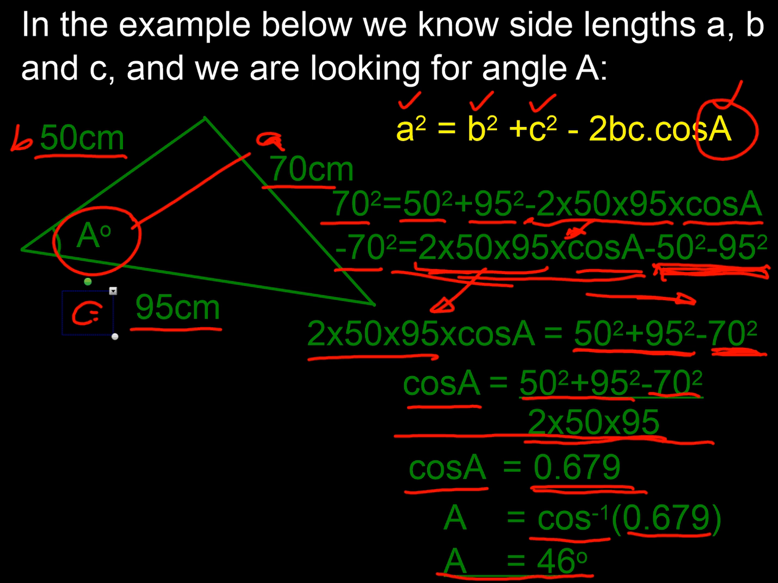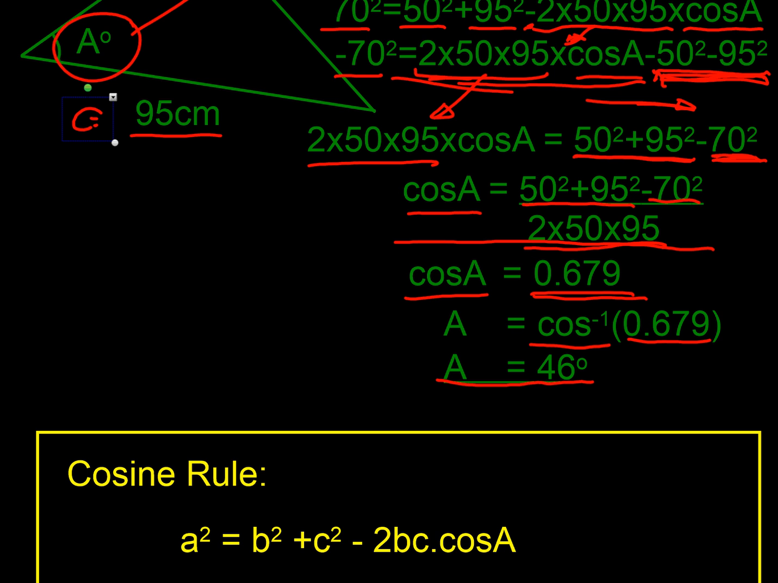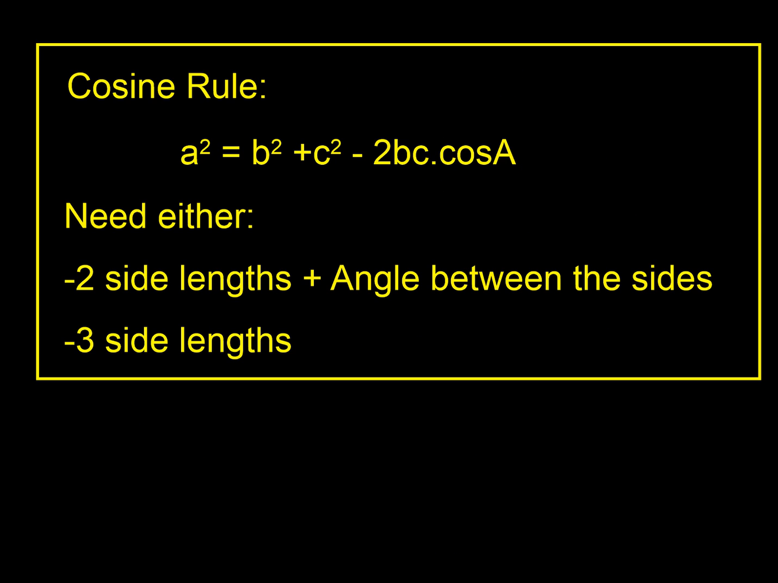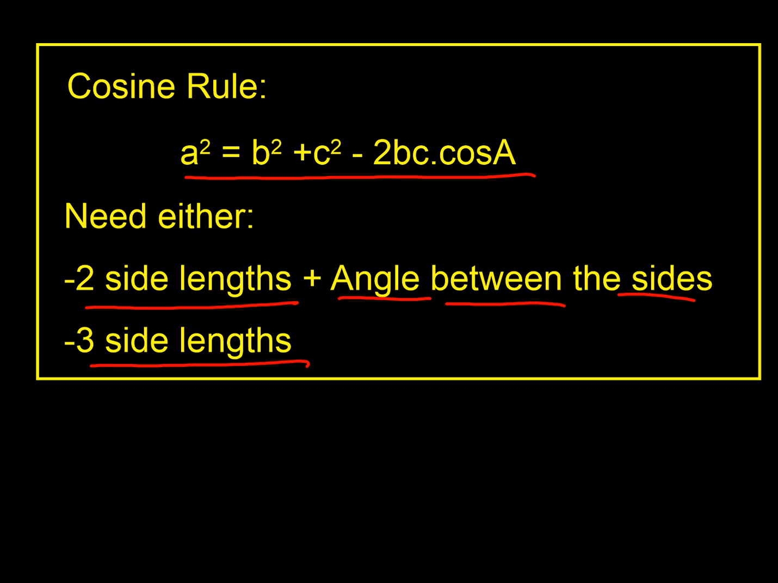So that's how we use the cosine rule. And finally, here are the principles. Here's the rule itself, a formula, and we're either going to need 2 side lengths and the angle between those sides, or 3 side lengths to use this formula.